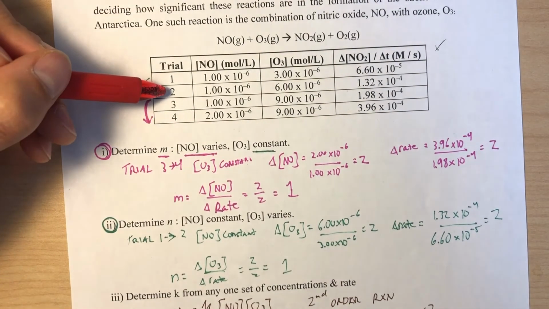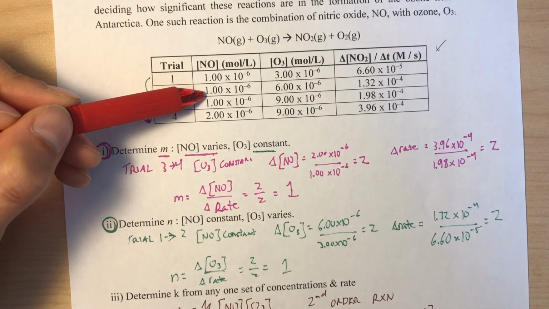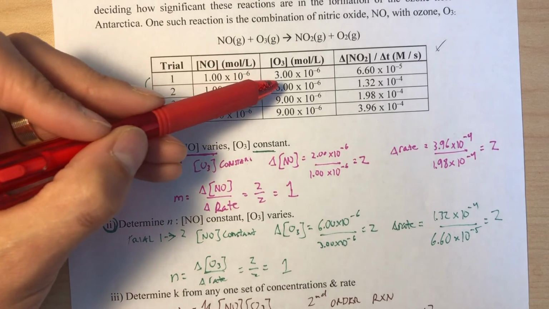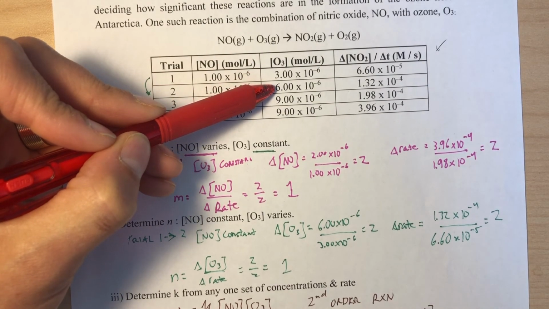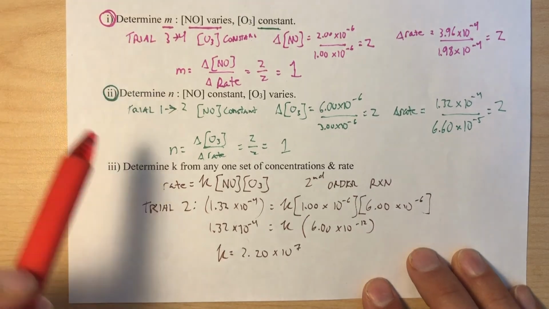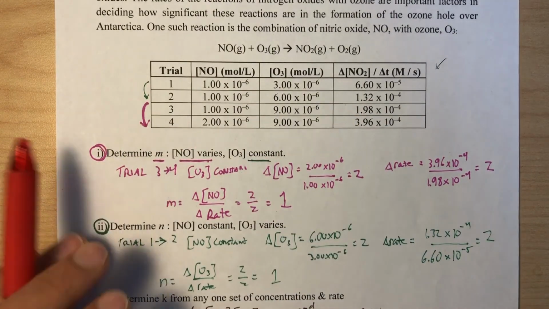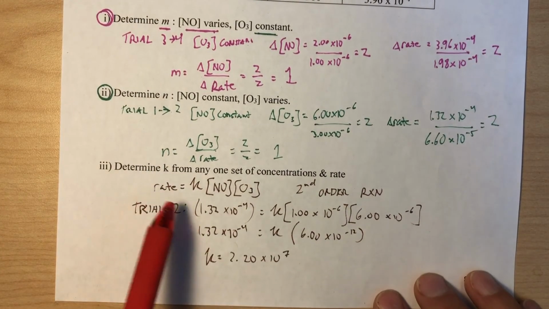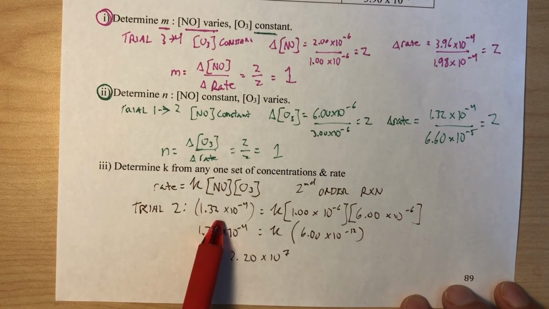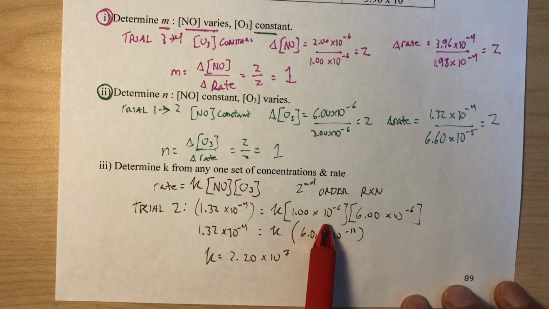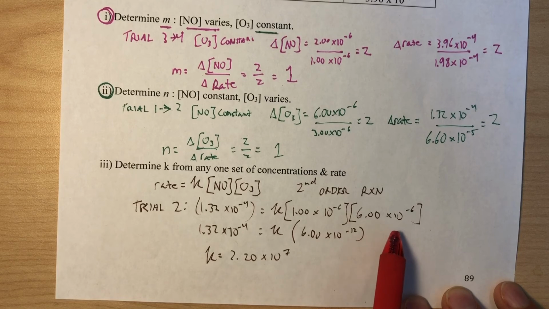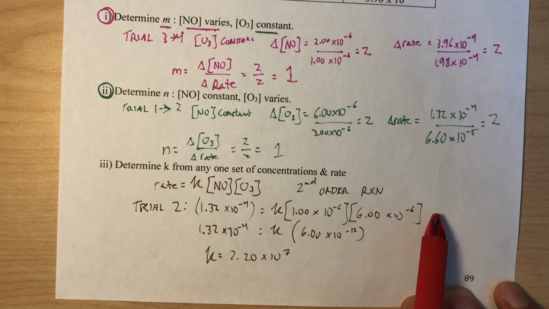What we're going to do is use trial 2, where we take the concentration of NO raised to its exponent times the concentration of ozone raised to its exponent, and we plug that in and set it equal to the rate. And we solve for K. So our rate for trial 2 is 1.32 times 10 to the negative 4th. That's going to be equal to K times the concentration of NO for trial 2, which is 1 times 10 to the negative 6, raised to its exponent, which is 1, times the concentration of ozone for trial 2, which is 6 times 10 to the negative 6, raised to its exponent, which is also 1.